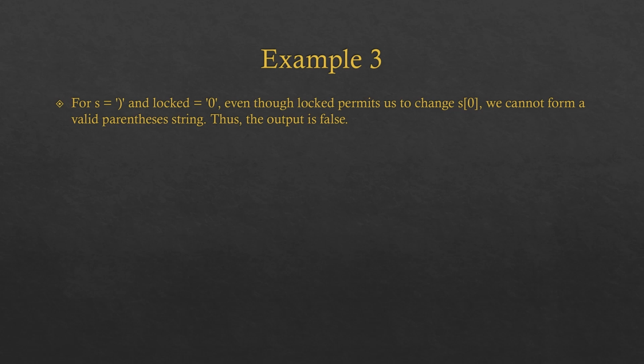Let's look at example 3. Here the string S is a closing parenthesis with a locked string of 0. Although we can change the character, there is no way to form a valid parenthesis string from this. No matter whether we change the character to an opening parenthesis or a closing parenthesis, the string will remain invalid. Thus the output is false.